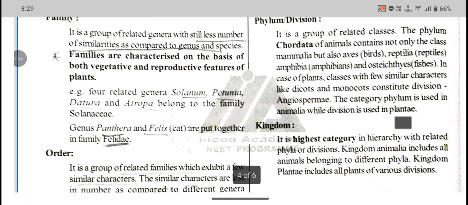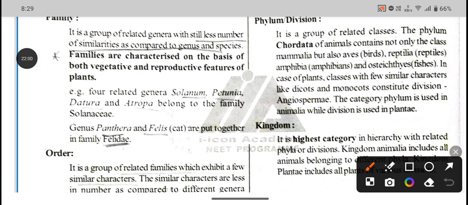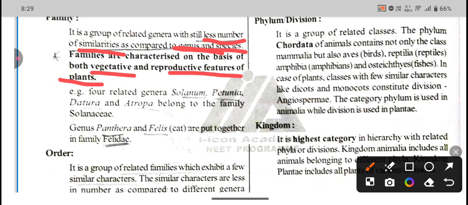Next, family. So, family is a group of related genera with still fewer similarities as compared to genus and species. These are categorized on the basis of both vegetative and reproductive features of plants. So, four related genera Solanum, Petunia, Datura, Atropa belong to the family Solanaceae, and genus Panthera and Felis are put together in the family Felidae.